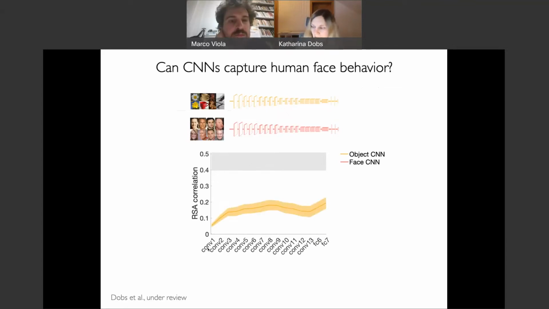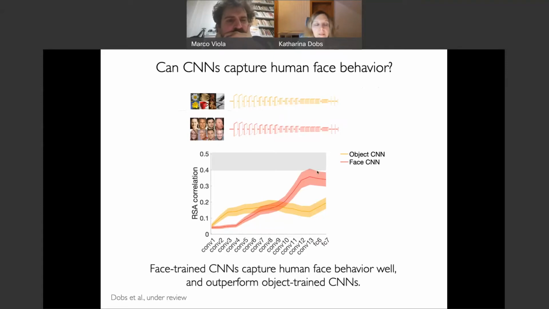So we'll start by looking at the object CNN. On the x-axis here, these are the different layers in the model, because we thought it would be interesting to see how it develops, starting from early layers in the network to late layers in the network. Okay, and what we see is that there's a slight increase in correlation, but it doesn't get really high, and it definitely doesn't get close to the human perceptual space and the noise ceiling. When we do the same thing for the face CNN, we see that there's a nice increase in correlation, and in particular, the last layers of the network seem to match the human similarity space pretty well. So face-trained CNNs capture human face behavior well and outperform object-trained CNNs.